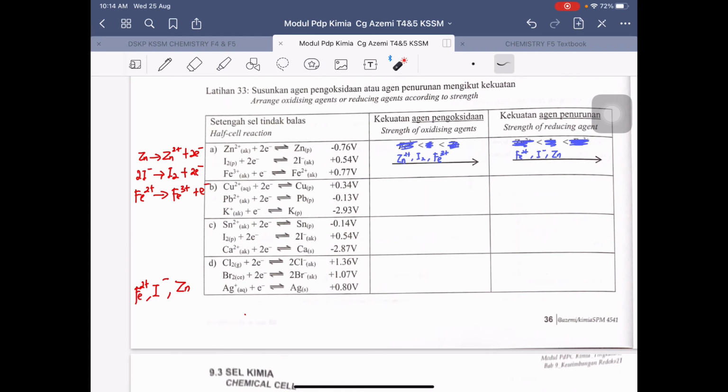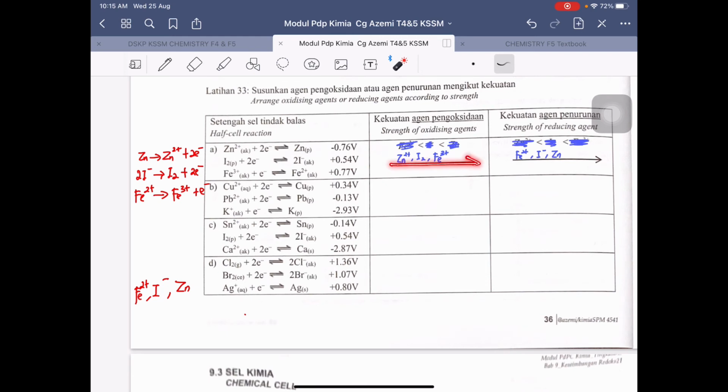So, before you decide which is the strongest reducing agent, yang sebelah sini strongest lah kan. Kanan is the strongest reducing agent. Sebab look at the arrow here. Strength of reducing agent. Makin ke kanan, makin kuat. Look at this.